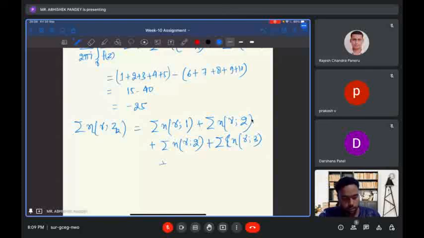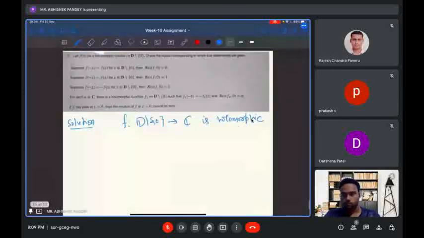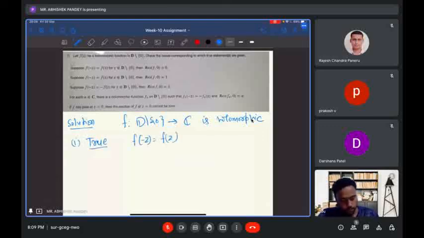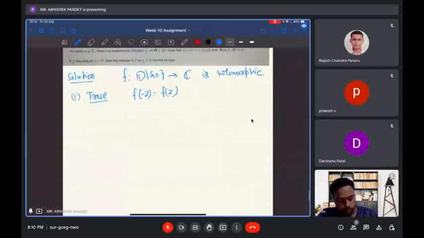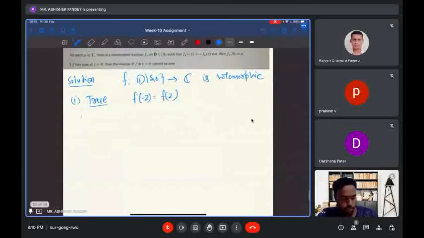Okay, now let us move towards the last question. So basically f is a holomorphic function from the punctured unit disk to C. Now the first option is true: if f of minus z equals f of z, let us write the Laurent series expansion of f.